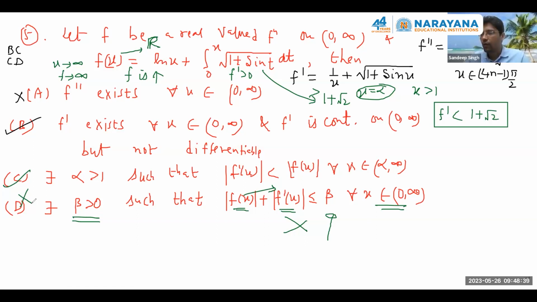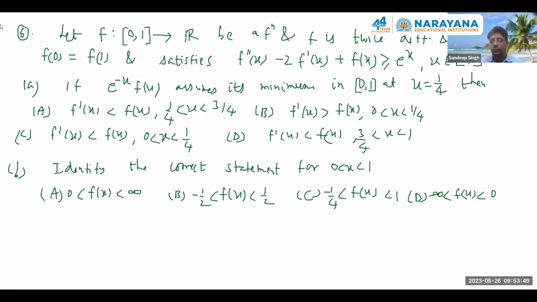Again, one comprehension I'm taking that is also useful, the concept of that. After e power minus x into f of x, what is written, sir? Okay, sir. e power minus x into f assumes its minimum. Sir, multi-correct or single? I think it was single correct. I believe it was single correct. Let me again verify.